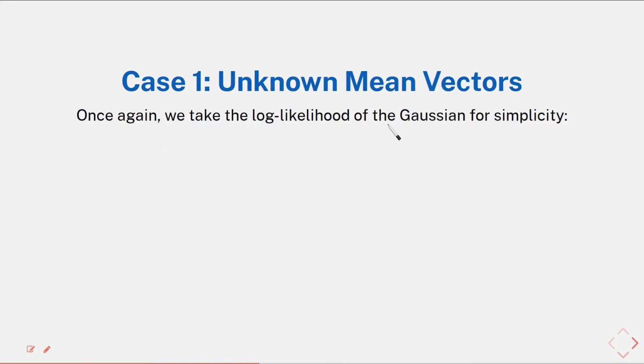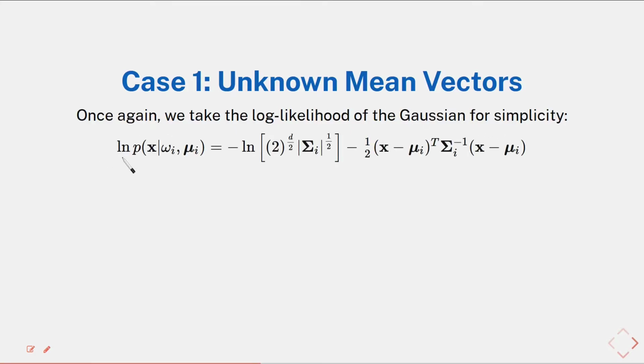Once again, we take the log likelihood of the Gaussian so that we can simplify a lot of things. If this is the log likelihood of each sample, given the class and given our theta, which now is just mu because we assume that we know the covariance, we end up with this equation. We've seen this equation before in previous lectures. When we take the log likelihood of a Gaussian, we end up with something that looks like this. We take the derivative of this with respect to mu.